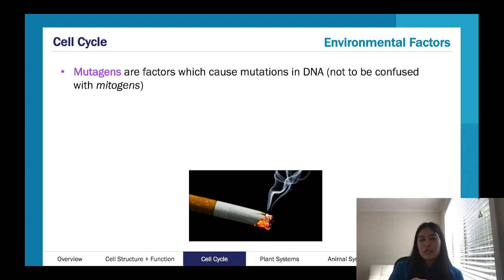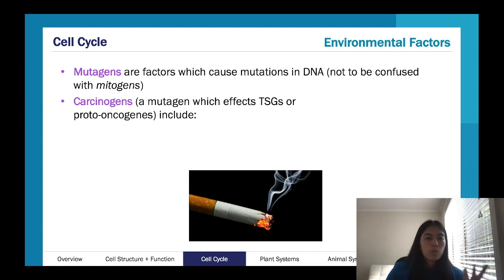If you were to write mutagens with 2 T's, they know what you meant, you know what I mean? Mutagens aren't another term. So just be careful with things like this, like mitogens and mutagens, they sound the same. They're within the same realm of cell division and stuff like that. So just be really careful.